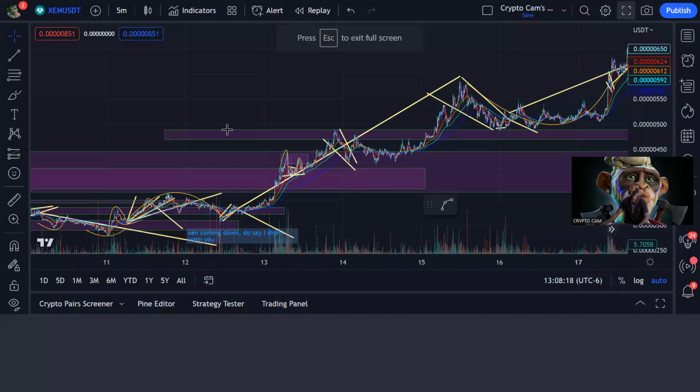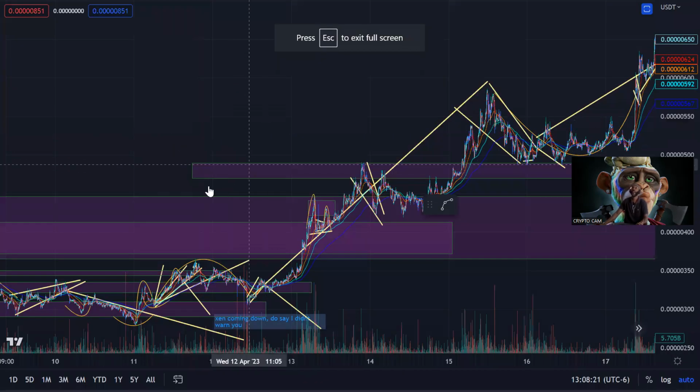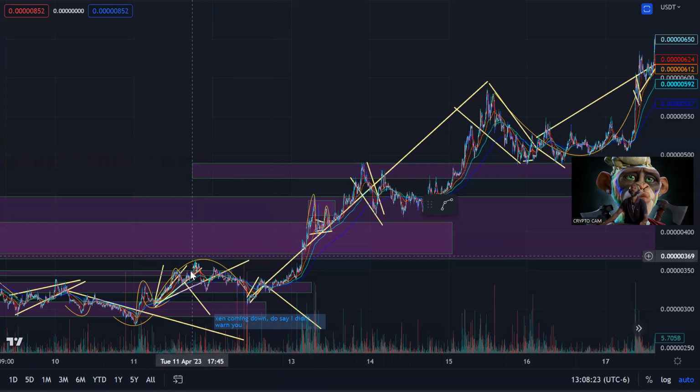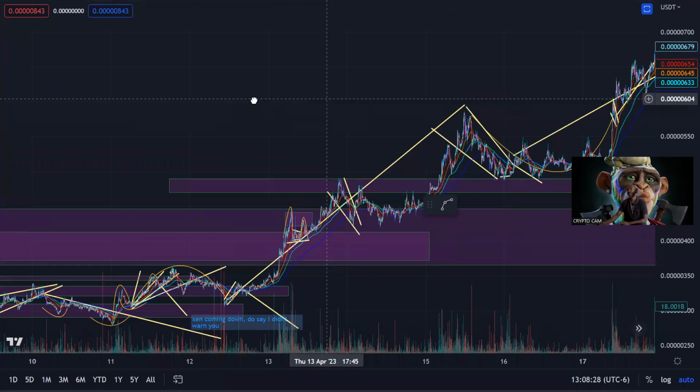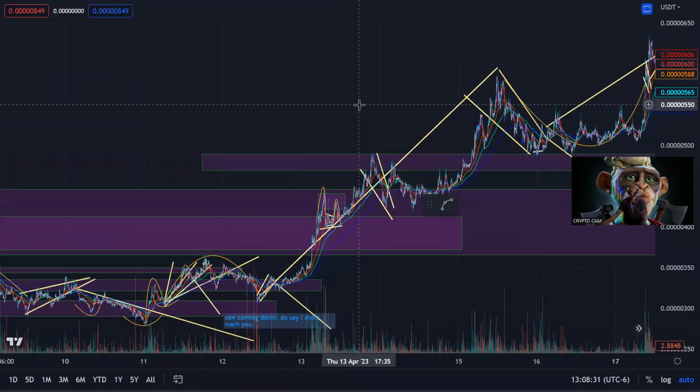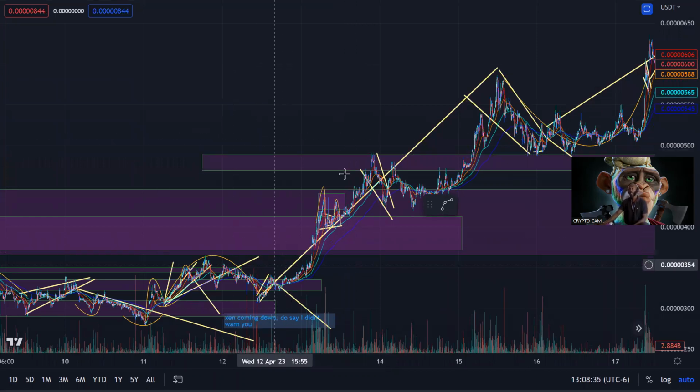All right, so for the shorter time frame, I always like to look at the 5-minute. The 5-minute time frame basically shows me what's going to transpire in a shorter period of time, right? So that's why I like the 5-minute. Typically, the 5-minute will play out in like a day or two, on average. So this is Xen. This is the 5-minute time frame.